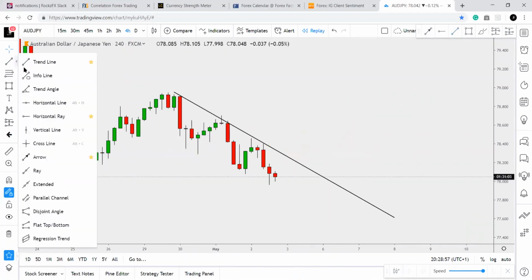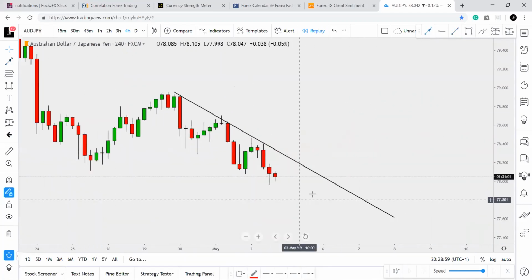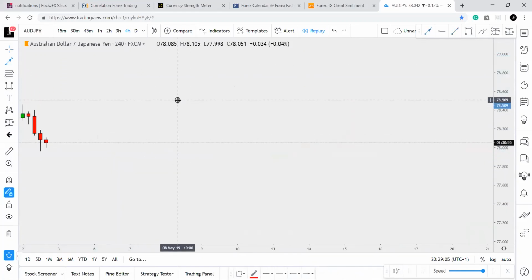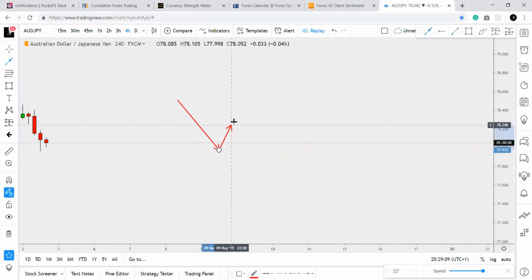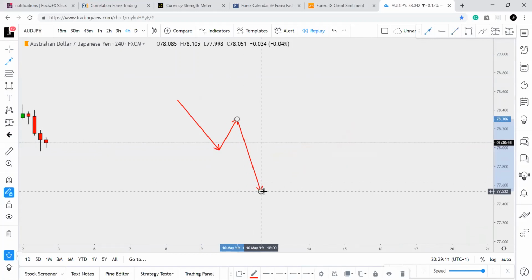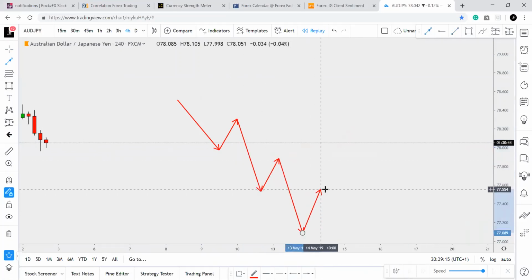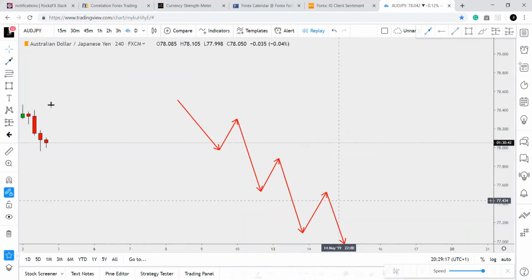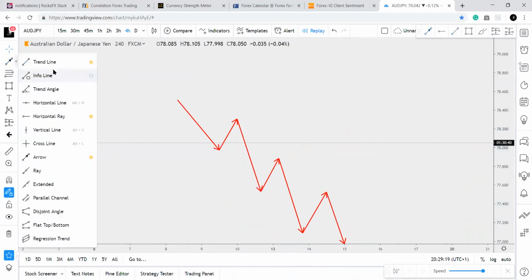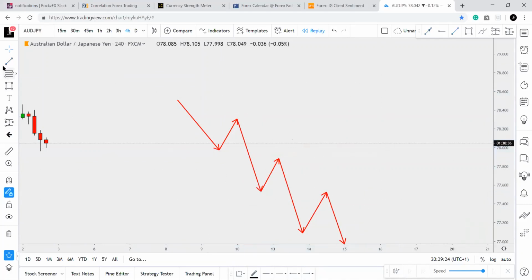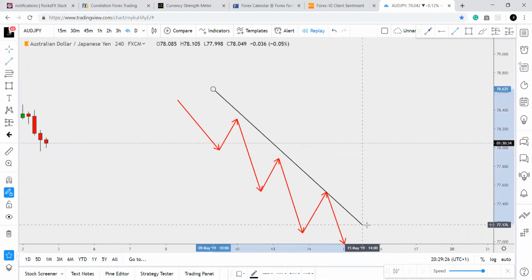Which means it has to look like this. So if we're pushing to the downside, we are pushing, pulling back, pushing, pulling back, pushing, pulling back, pushing, okay? And what we want to see is clear market structure. If this is evident to you, then you can take the trade, okay, based off a trend line.